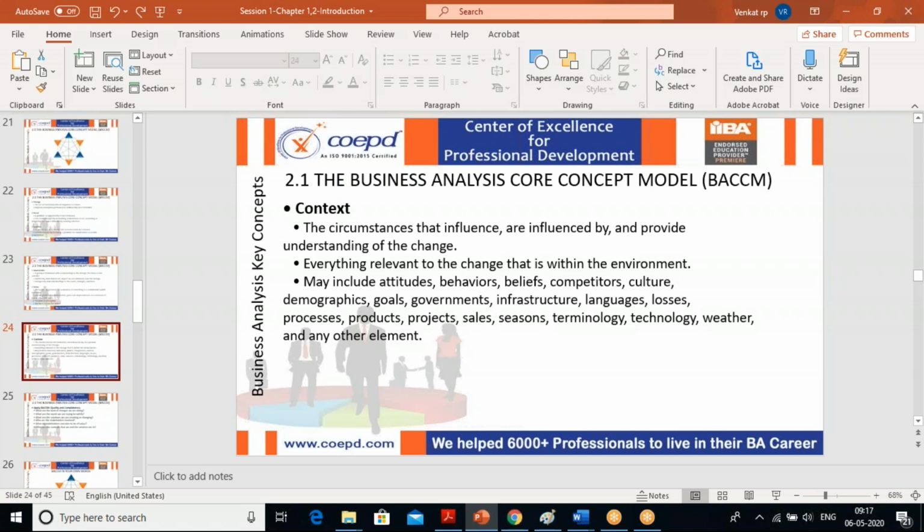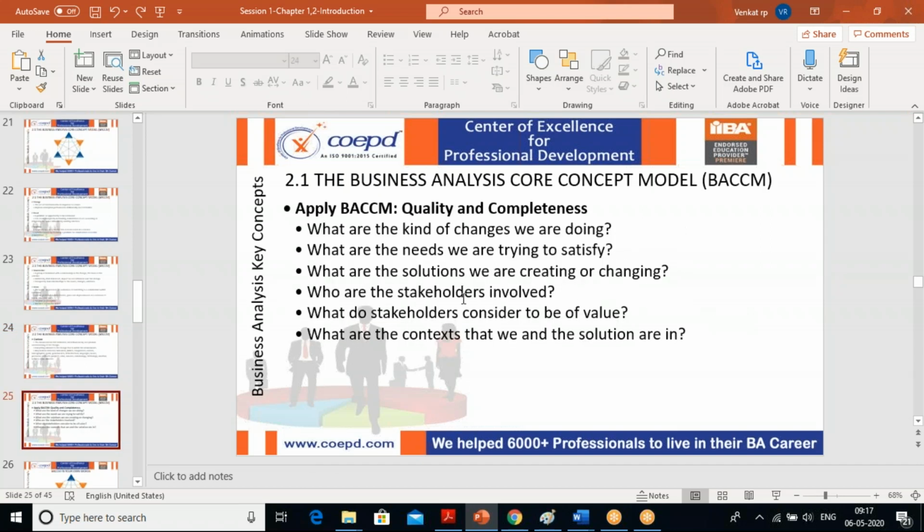Fine, got it, clear on this? So I want you to have a basic glossary about the BSCM. BSCM covers what kinds of changes we are going to make, what needs we are trying to satisfy, what solutions we are going to create or change, who the stakeholders involved are, what stakeholders consider to be of value, and the contexts that we and the solution are in. For us to apply this BSCM, these six key terms are very important. Hope you got a basic understanding of it.